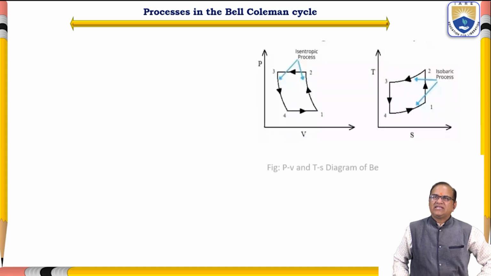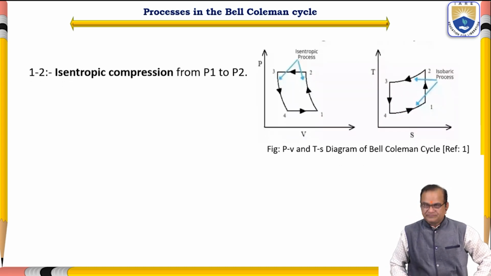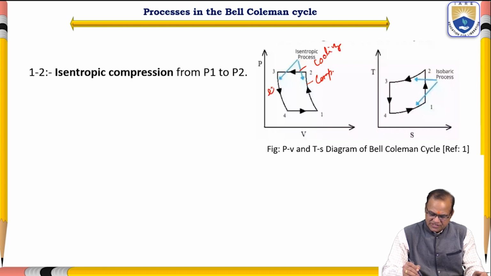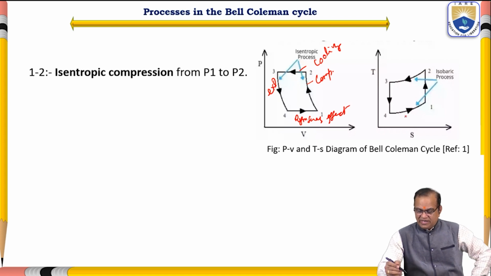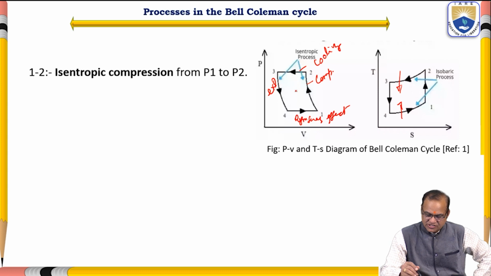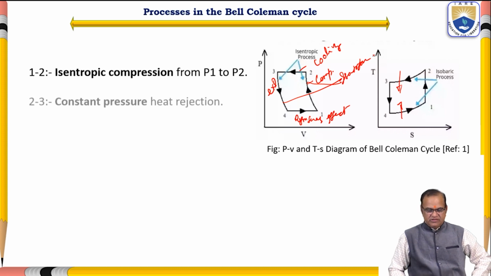So what are the processes that we will see here? This you can see here in the PV diagram. 1 to 2 is a compression process. 2 to 3 is a cooling process. 3 to 4 is an expansion process, and 4 to 1 is the refrigerating effect. So in 4 to 1, heat is absorbed, it is cooled, isobaric, and these two processes are isentropic. Okay, so this we can see here.